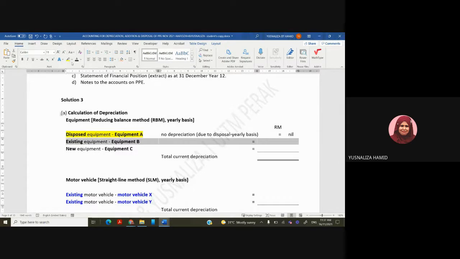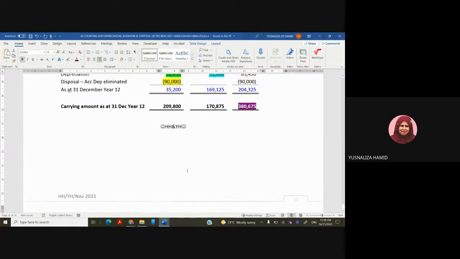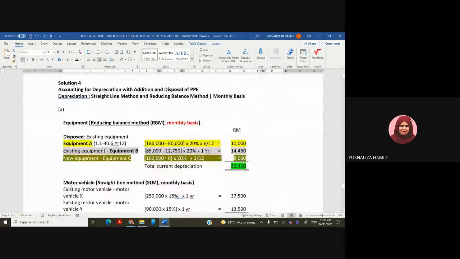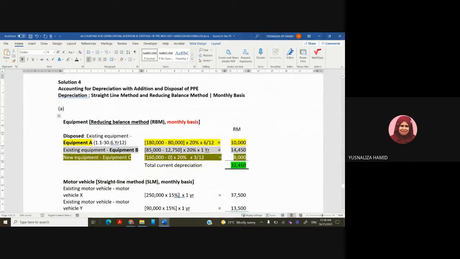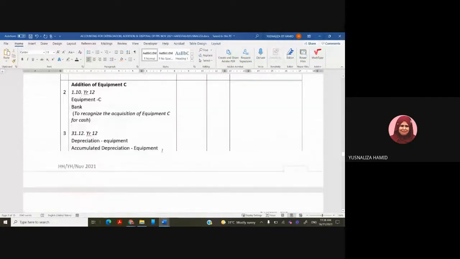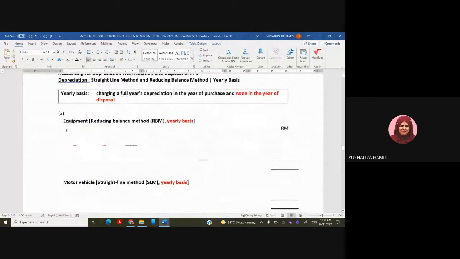This is equipment B that is not disposed. The one being disposed is equipment A. So for this one, how much would it be? You will have to calculate. Let me just show you the one here, which is already done. You can see here for equipment B, 85,000 minus... where is it? Here. Equipment A and equipment B, we have done that just now.